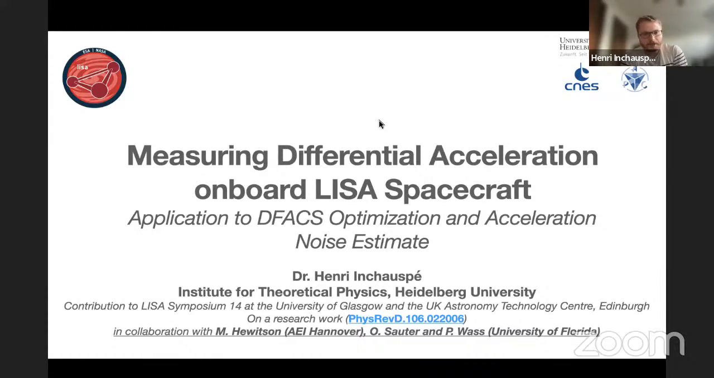So today I'm going to present work that I've done in collaboration with Martin Hewitson and Orion Sauter and Peter Wass from AEI and University of Florida. This has been the subject of research that just came out today, so that's perfect timing. The topic is developing ways to measure differential acceleration aboard the LISA spacecraft with two applications in mind. One, for optimizing the suspension part of the control system. And one is deriving a way to build an estimator of the acceleration of the test mass on board.